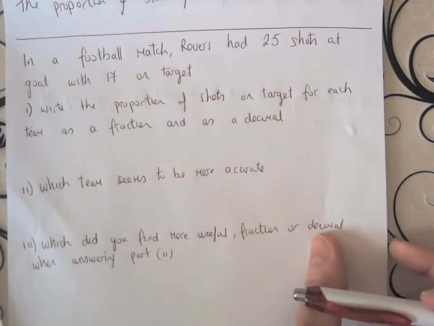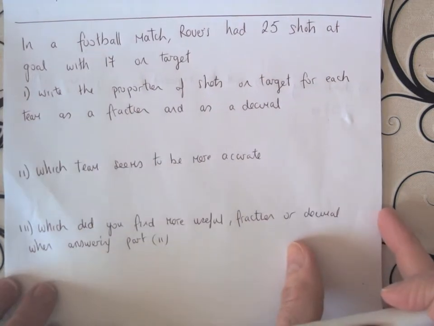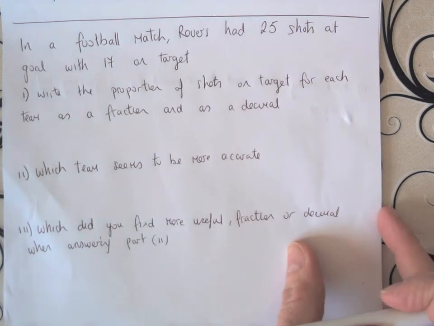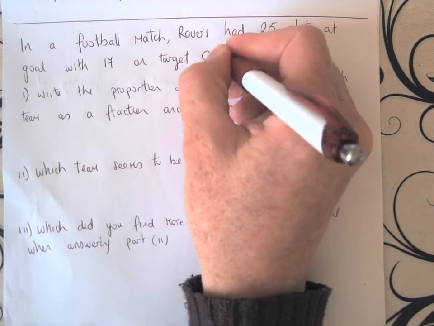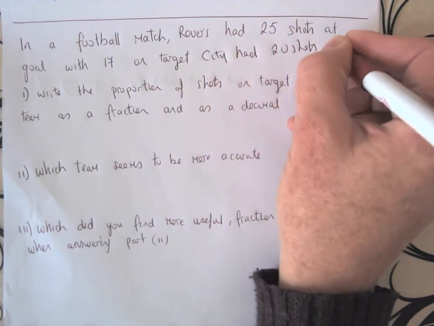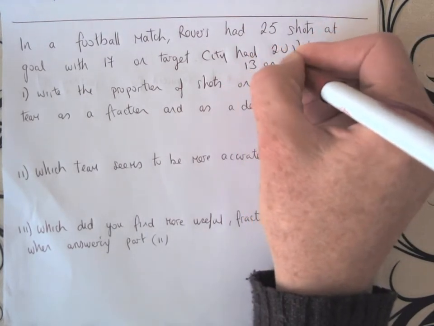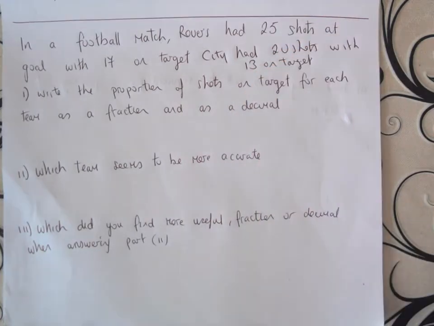Okay, in a football match, Rovers had 25 shots at goal with 17 on target. Write the proportion of shots on target for each team as a fraction. Oh, sorry, I've forgotten a bit of the question. So Rovers had 25 shots and City had 20 shots with 13 on target. I just forgot. Okay. Write the proportion of shots on target for each team as a fraction and as a decimal.